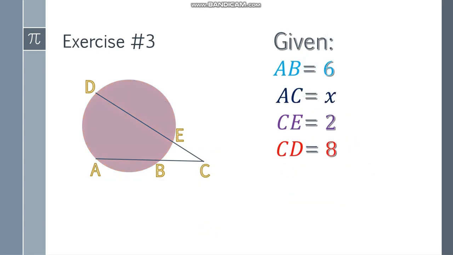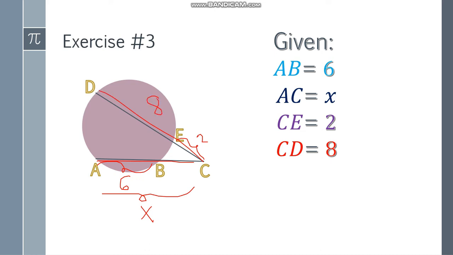Let's go into the last example. Let's have another complicated one. AB is equal to 6, so the internal segment of this one is 6. AC is x, so the whole secant is x. CE is 2, and the whole secant is 8.